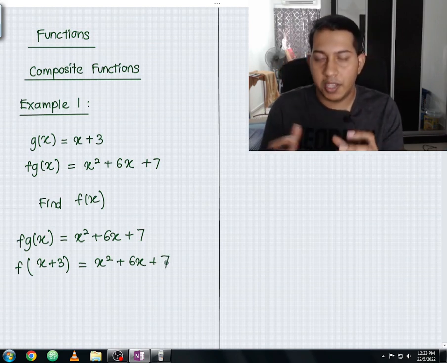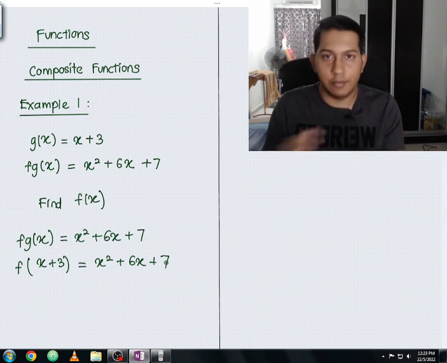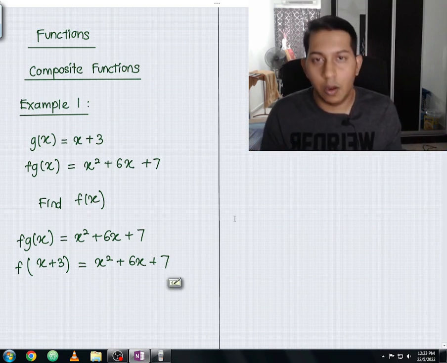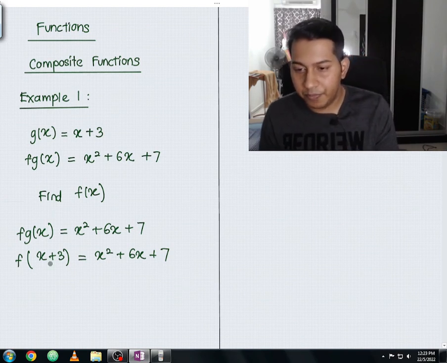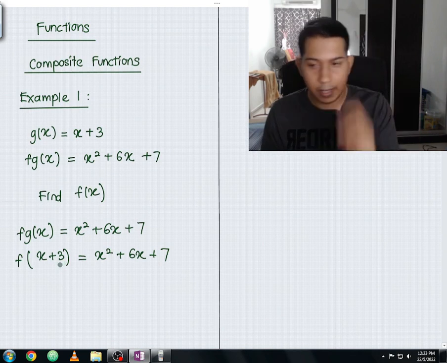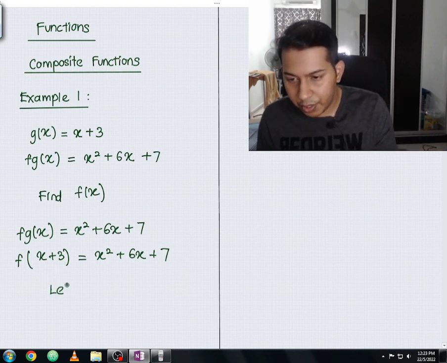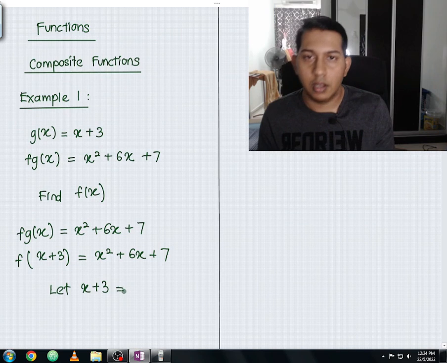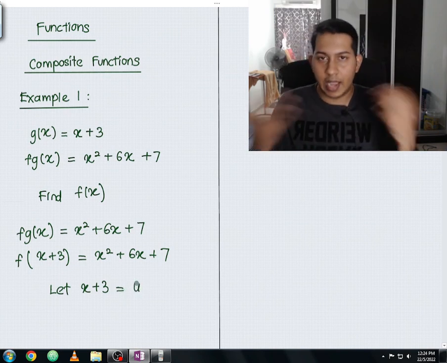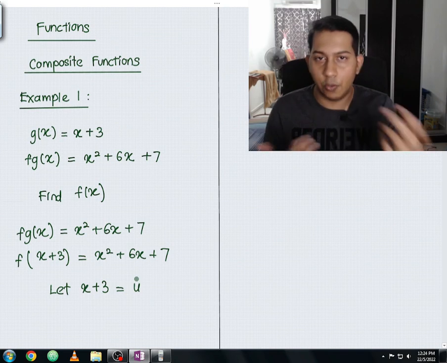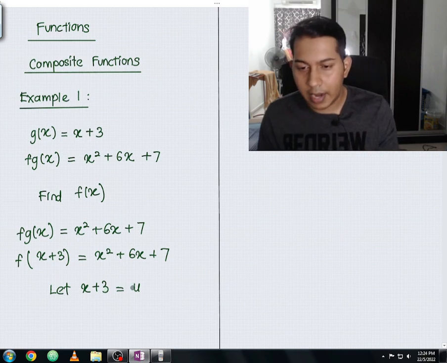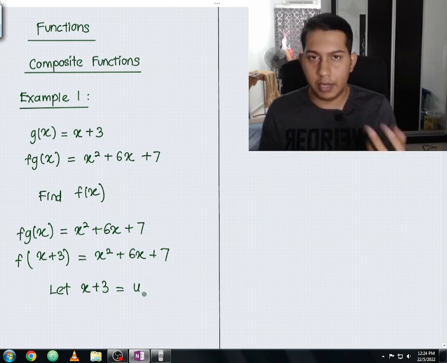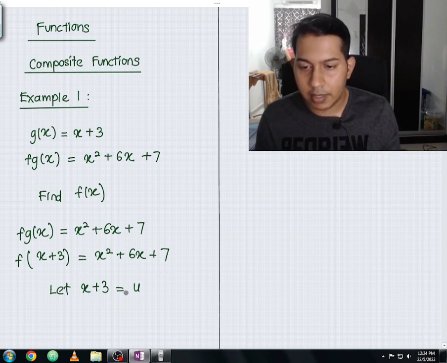From here, how are you going to continue? I'm sure you guys have no idea. I'm going to teach you how to continue from this step onwards. You need to let this x plus 3 be a new variable. So let x plus 3 be the letter u. Not just the letter u, you can choose any letter you like. You can use the letter y, the letter s, whichever variable you want. It's up to you guys, but in this case I prefer u, for my convenience. So let x plus 3 be equal to u.